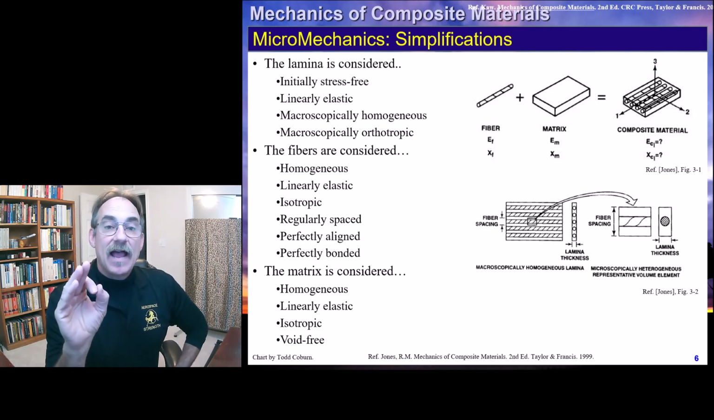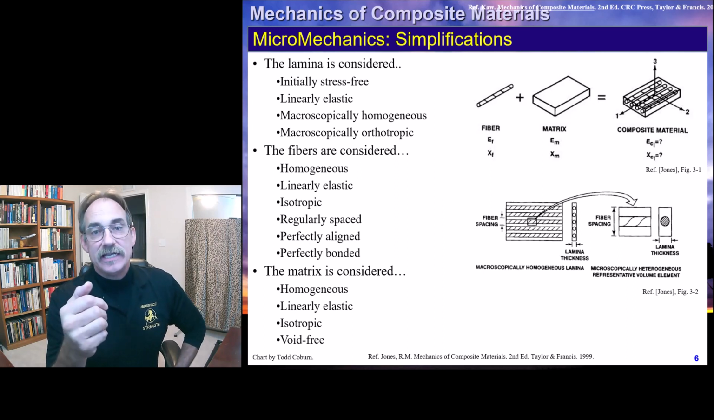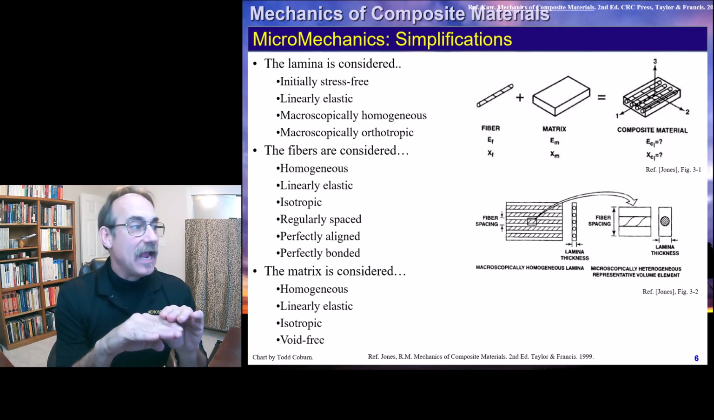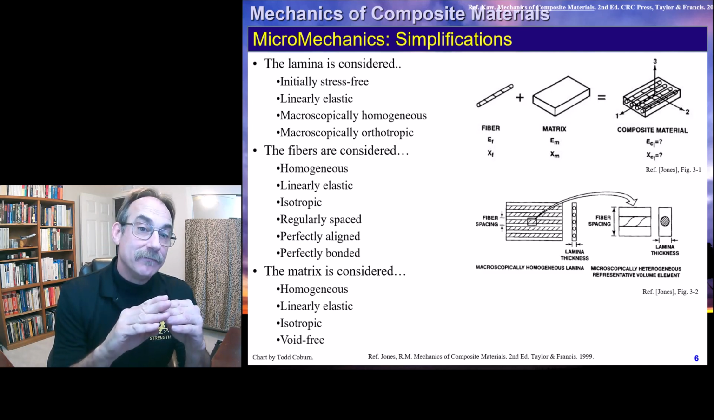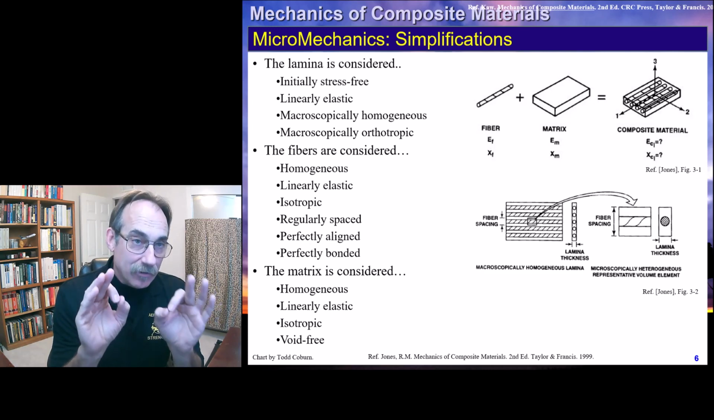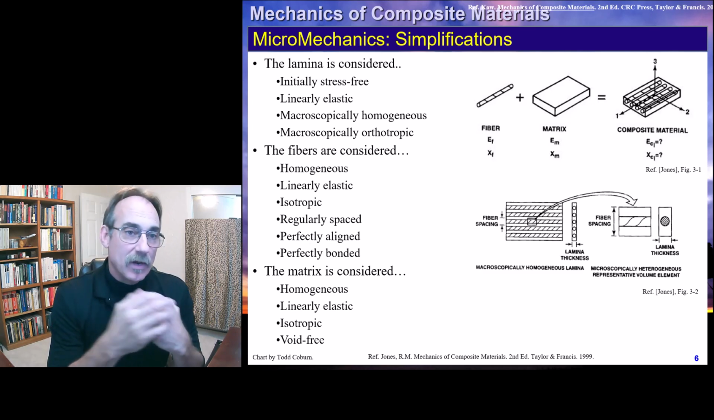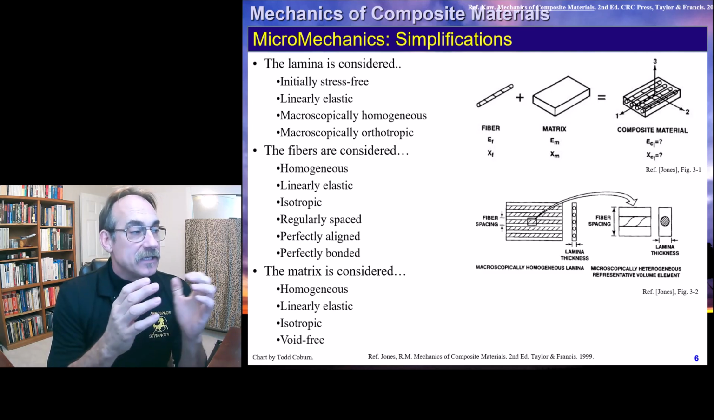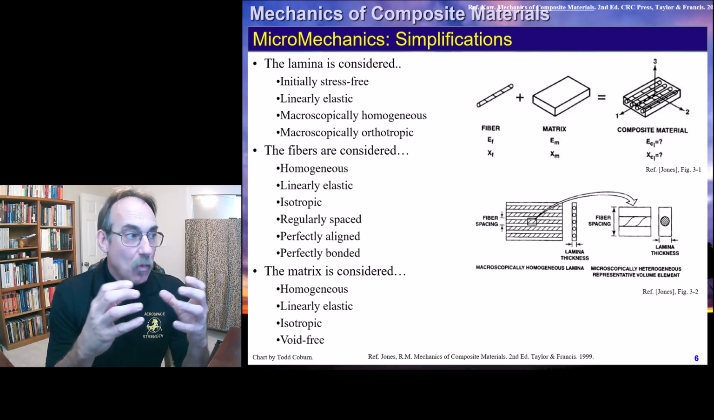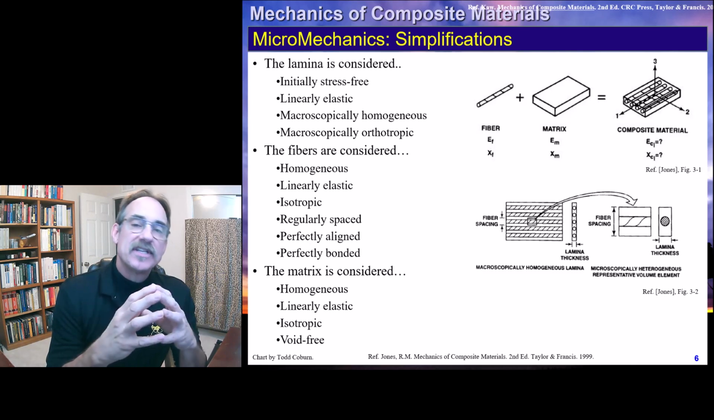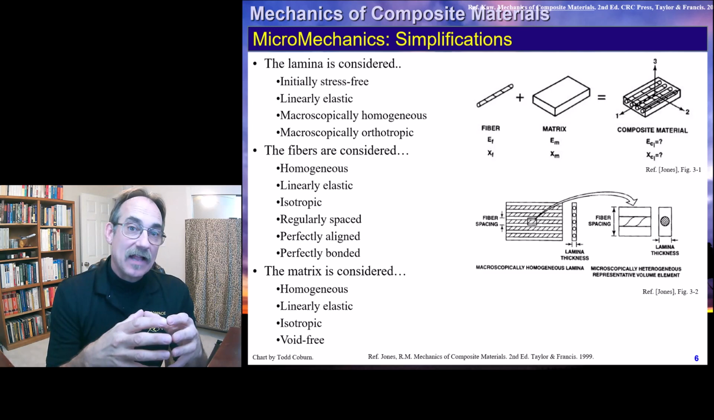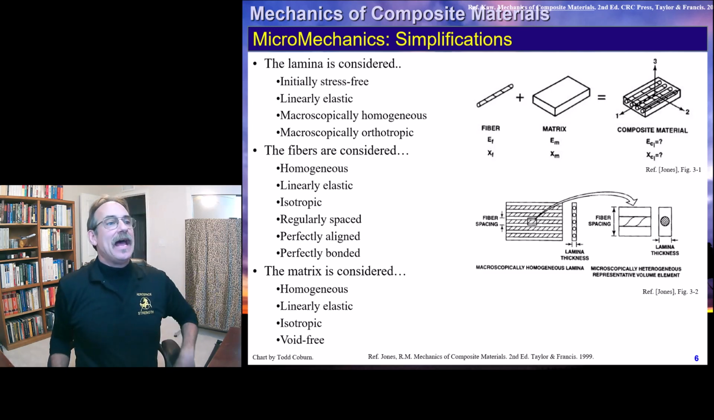When we look at the fibers, we're also going to say that they are homogeneous, linear elastic, isotropic, regularly spaced, perfectly aligned, and perfectly bonded. For the matrix, we're going to say that it's homogeneous, linearly elastic, isotropic, and void-free. These assumptions will allow us to build up a method that works, with some error, but reasonable because of the way testing has validated this. We'll take a look a little bit at that as well.